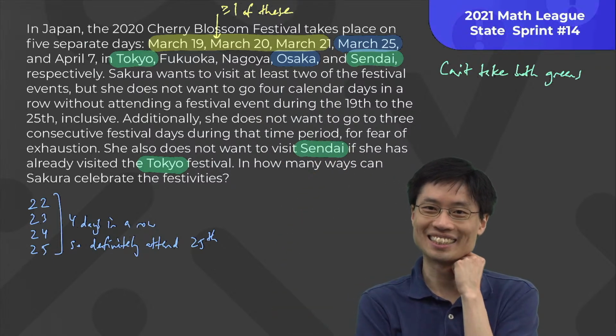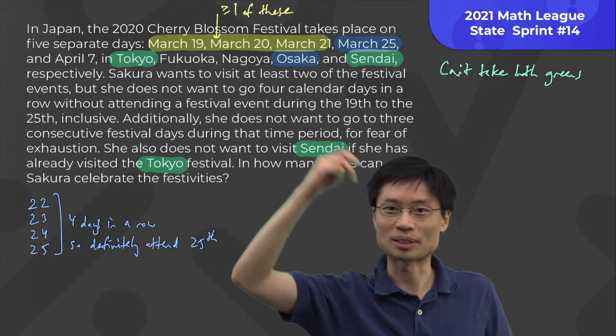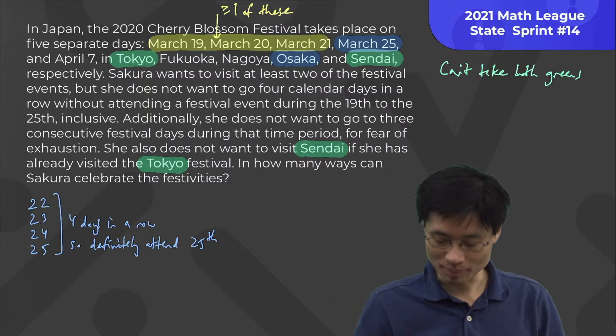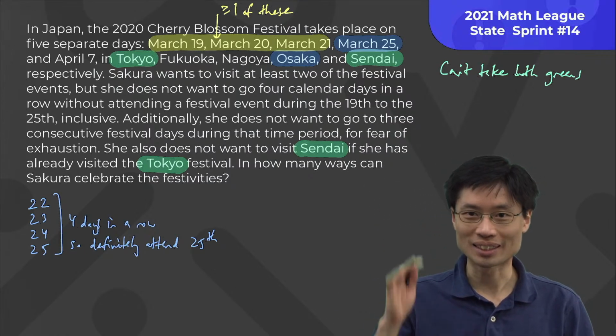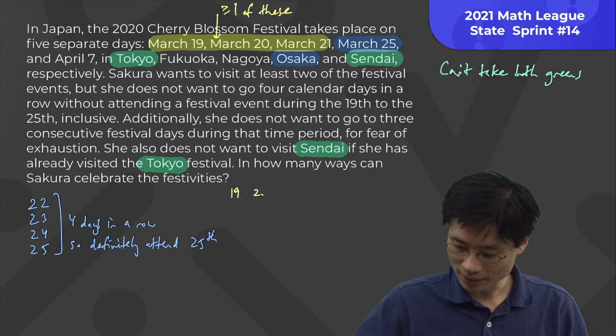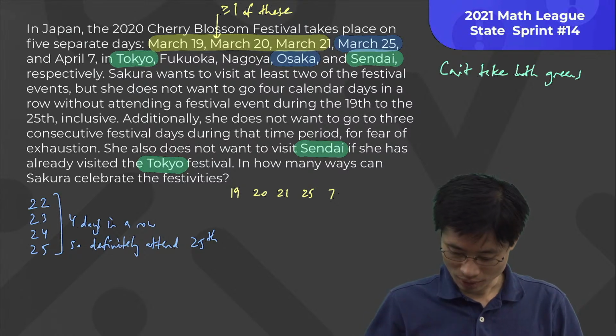Well, one way to do this is to just list out the possibilities, because this looks very complicated. So let's start making some tables. Here we go. I want to see the problem statement here. So what do I have? I have the 19th, the 20th, the 21st, the 25th, and the 7th. And let's start making some possibilities.